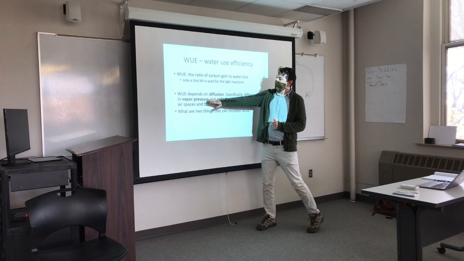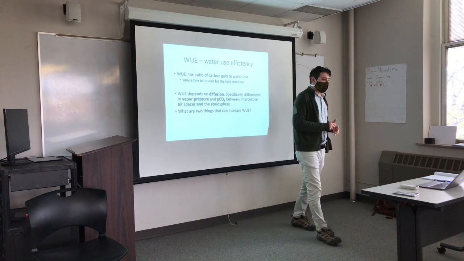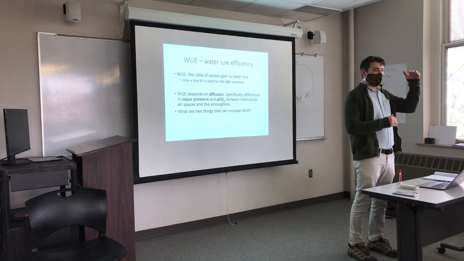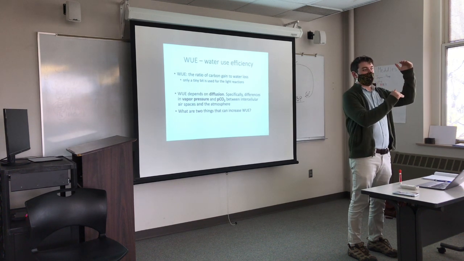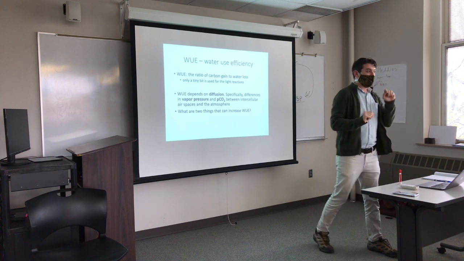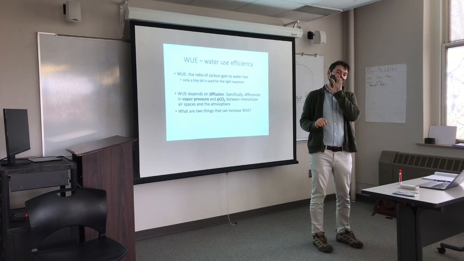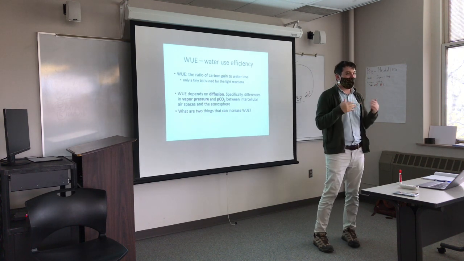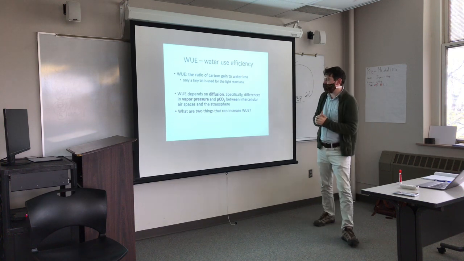So, water use efficiency for any given plant depends on diffusion. Specifically, the difference between the vapor pressure in the leaf and in the atmosphere, 100% to some humidity level in the atmosphere, and the ratio of the concentration of carbon dioxide in the atmosphere to the internal carbon dioxide concentration of the leaf. That's what's going to drive the strength of those two arrows that are going in and going out.